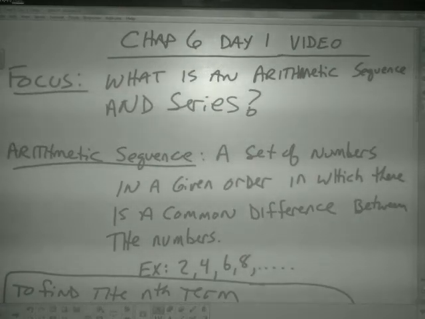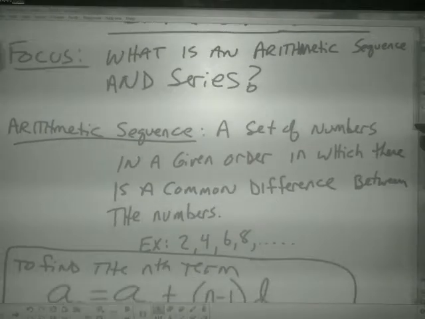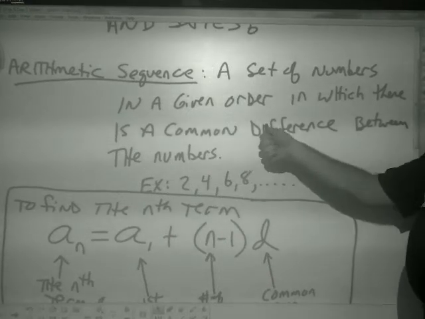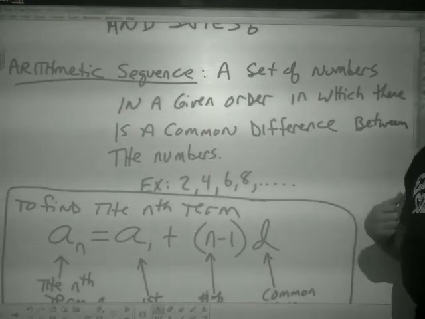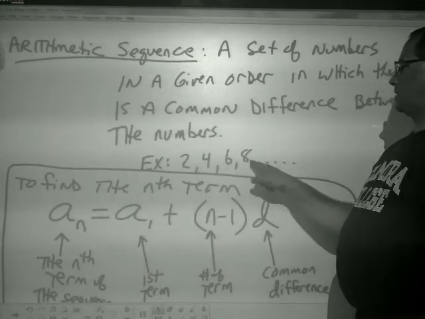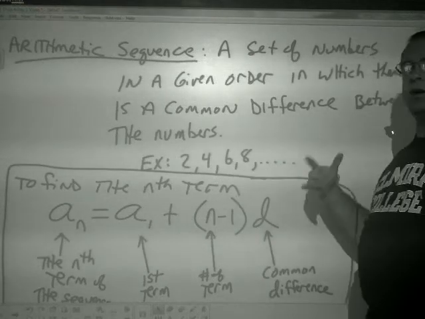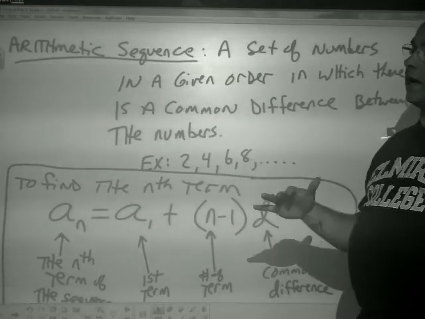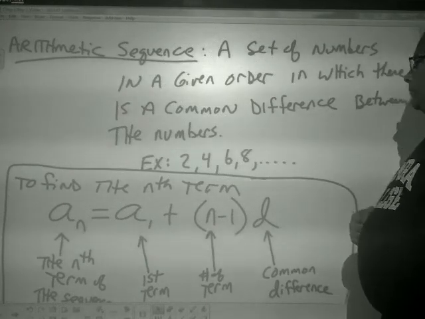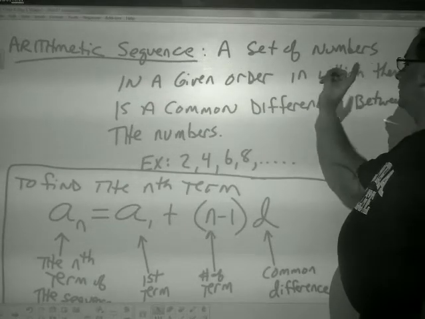Arithmetic sequence. All right. It is a set of numbers in a given order in which there is a common difference between the numbers, okay? For example, the numbers 2, 4, 6, 8. They're a set of numbers, they're in an order, they don't have to go from lowest to highest or anything like that, but there is a common difference. That is a sequence of numbers, an arithmetic sequence.